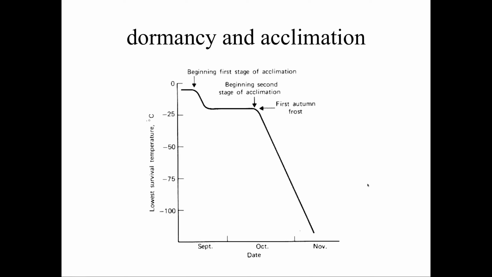So this process doesn't happen just automatically. There is a process of acclimation and going into dormancy that occurs over the course of the fall in north temperate zones. So what this graph shows is basically the date on the x-axis, and then the lowest temperature that a species can survive on the y-axis. And you can see in early September they can survive slightly negative, but not very negative.